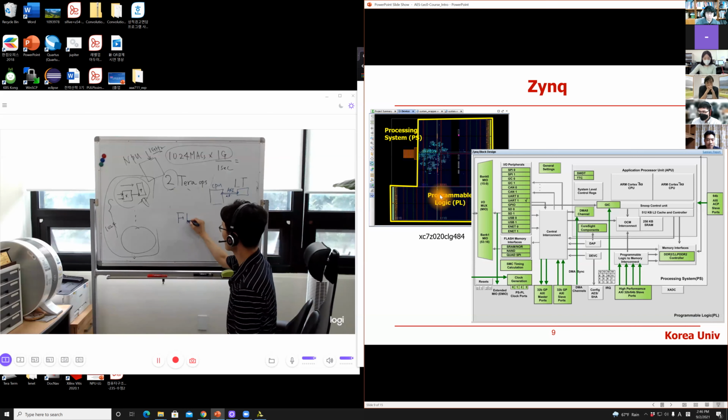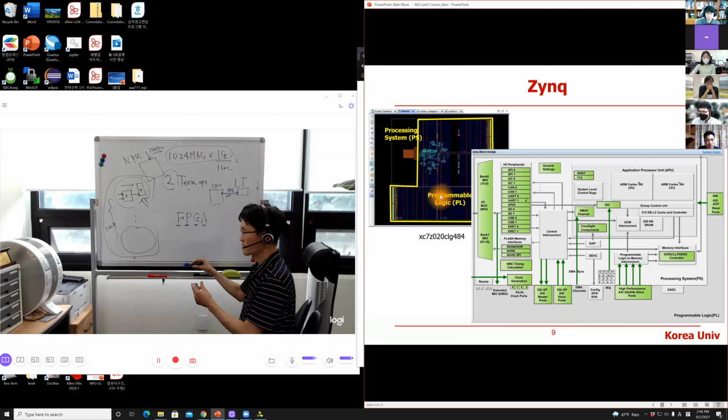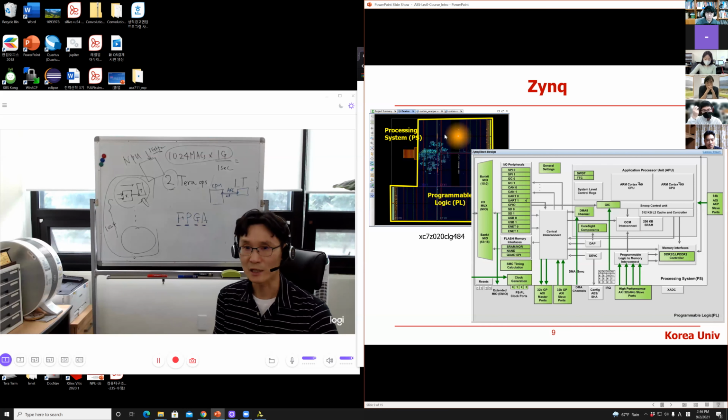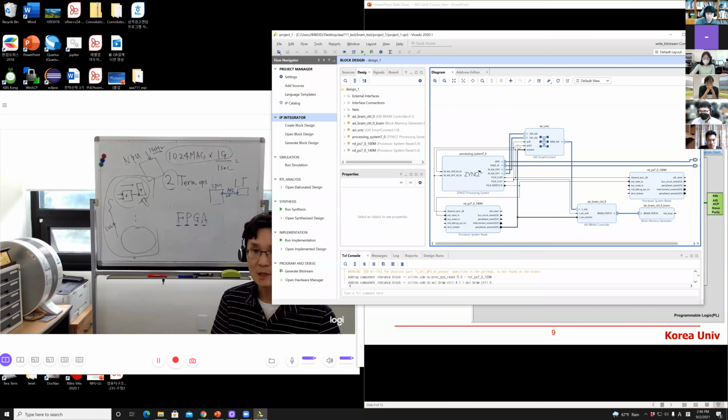Field Programmable Gate Array. So if you turn on a Zynq device, there's nothing at the beginning inside this yellow box. Using your computer, using Vivado, you add some hardware components like this component, those components.